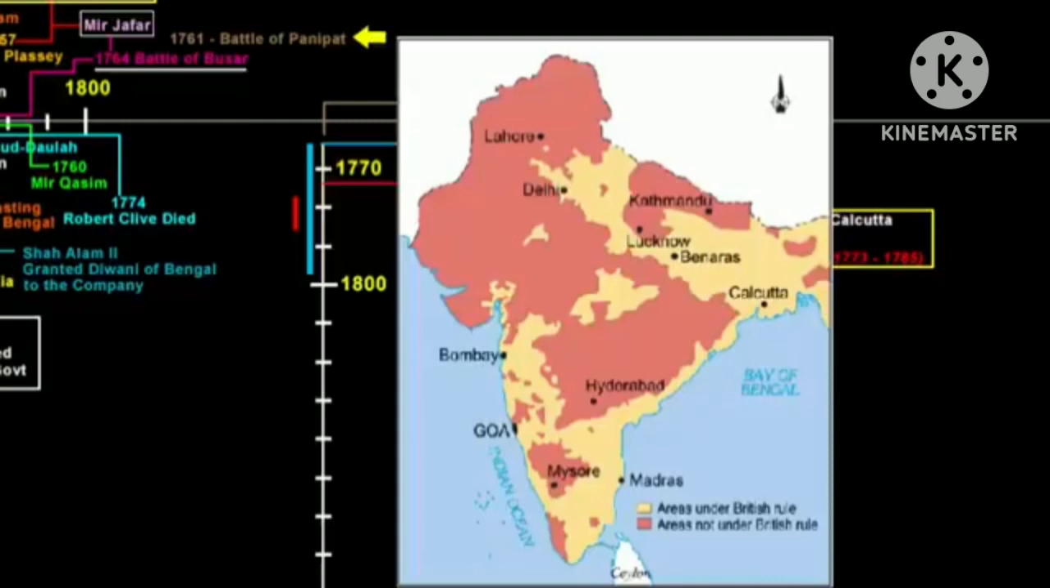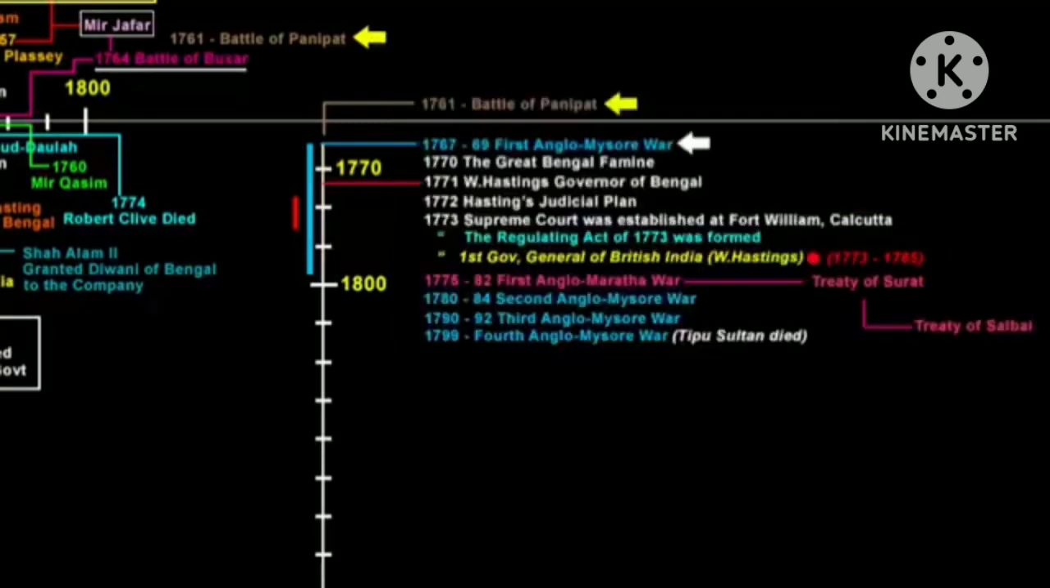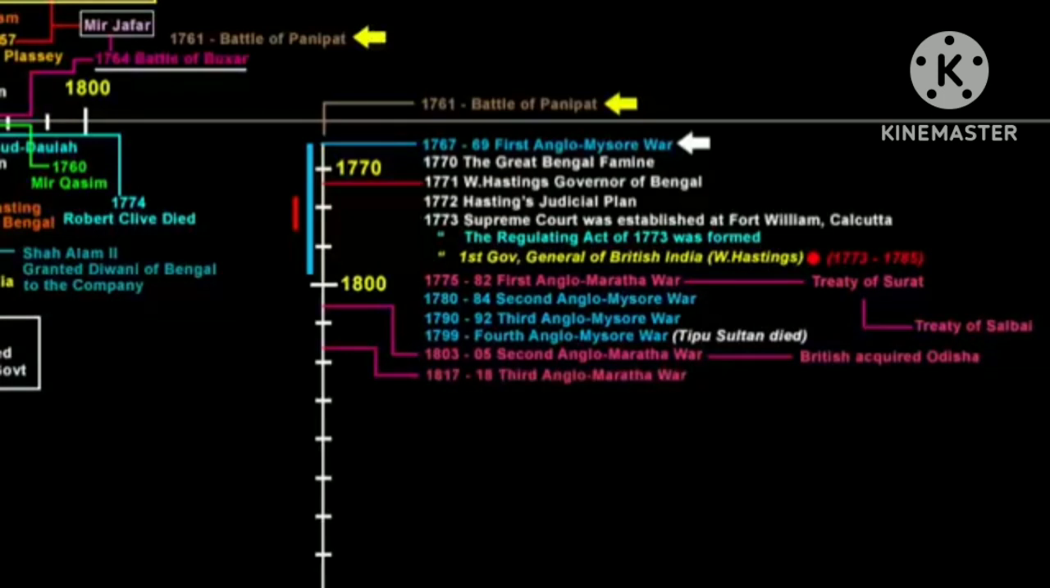So we should not be surprised that now the company went on war against the Marathas. The first Anglo-Maratha War started with Treaty of Surat and ended with the Treaty of Salbai. The second Anglo-Maratha War took place in between 1803 to 1805. It ended with the British acquiring several parts of Odisha. And the third Anglo-Maratha War took place between 1817 to 1818. This was the final and decisive conflict between the British East India Company and the Maratha Empire in India.